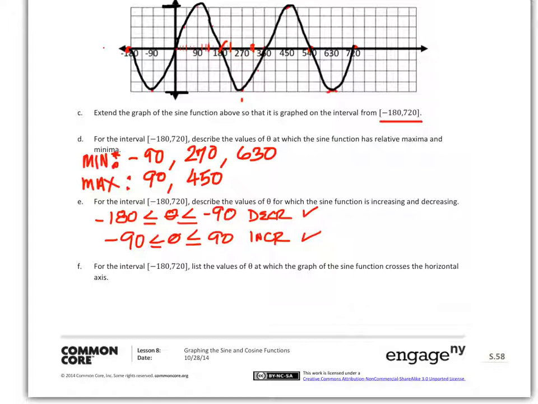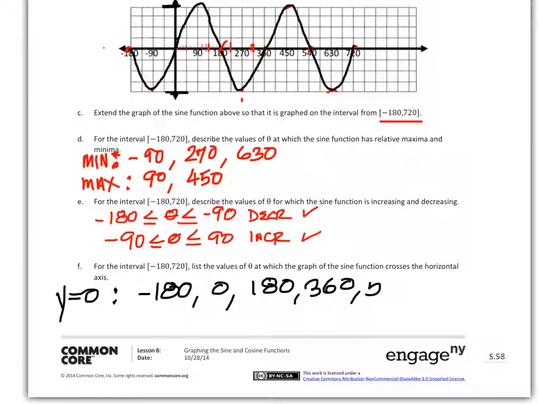For the interval negative 180 to 720, list the values of theta at which the graph of the sine function crosses the horizontal axis. So where y equals 0 is what we're looking for. And where is it crossing the x-axis first? Negative 180, then what? 0, 180, 360, 540, 720.